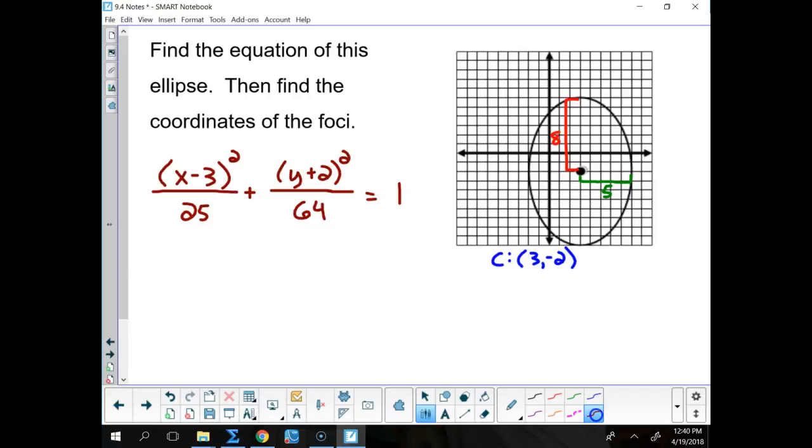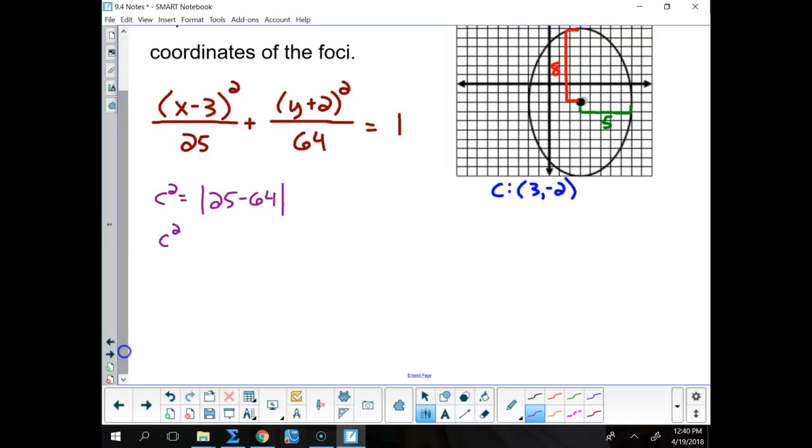Yes? It then asks you to find the foci. Agree with the square root of 39? Yeah? Major axes, vertical or horizontal? Vertical. So that means then that my foci are at 3, comma, negative 2 plus or minus the square root of 39.